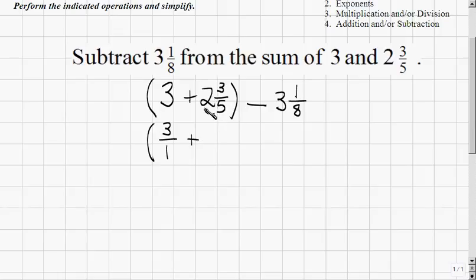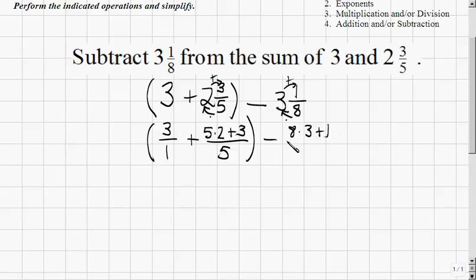To do this, we'll multiply 5 times 2, and then add 3, and write that over the denominator 5. We'll add these two fractions first. Finally, we'll subtract off, and converting 3 1/8 to an improper fraction, we multiply 8 times 3, and then add 1, and write that over 8.